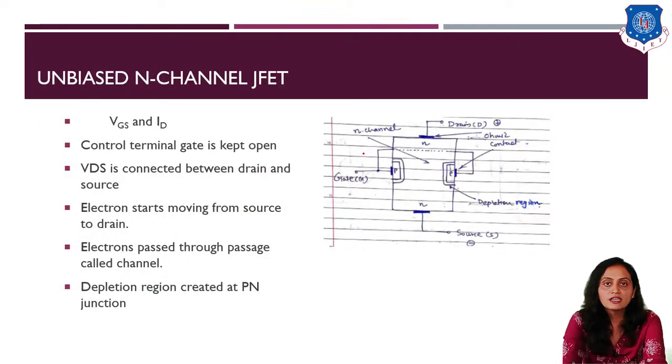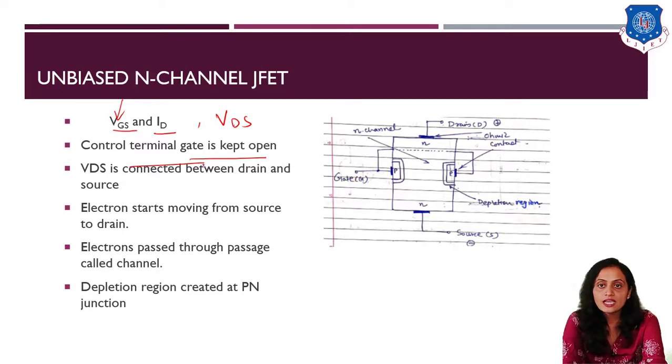Now we will see the unbiased N-channel JFET. The important voltages and current here are the gate to source voltage VGS, the drain current, and one more voltage, VDS. Unbiased means we are not applying any voltage to VGS. The control terminal is the gate terminal and that is kept open, that means VGS is kept open.